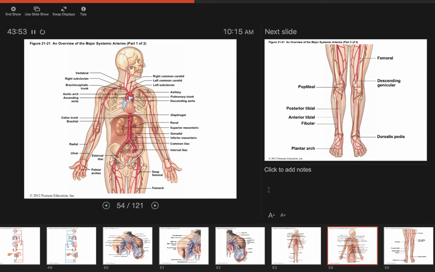Here's that diaphragm. Remember that muscle? The descending aorta that's above that, that's going to be called your thoracic aorta. It sits behind the heart. You can't really see it from here to here. And then the abdominal aorta is below the diaphragm all the way down to the pelvic cavity. Okay.